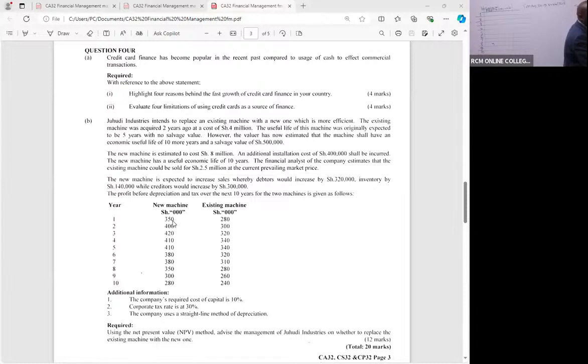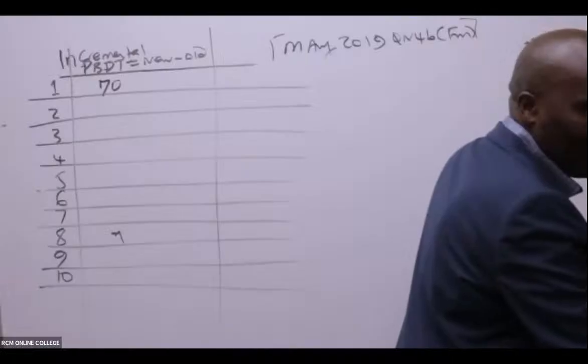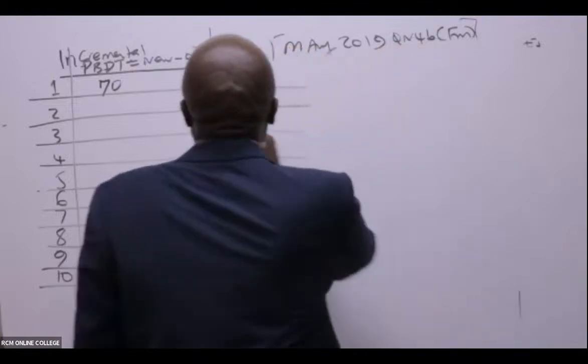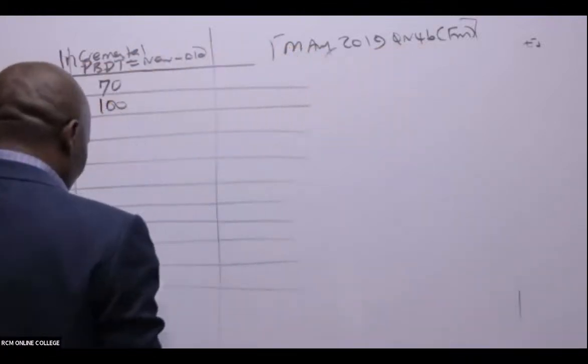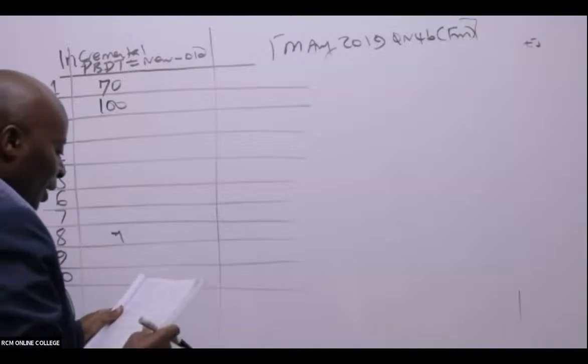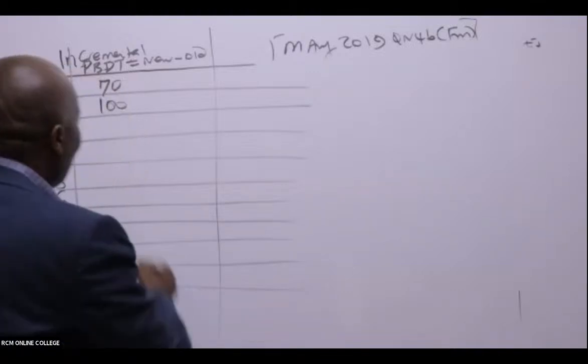So incremental means I subtract 350 minus 280. Is there somebody who can give me those differences pretty fast, year by year? The first one is 350 minus 280, giving me 70, the incremental PBDT. The second one will be 400 minus 300, giving me 100. Incremental for year 3 is 420 minus 320, 100 still.